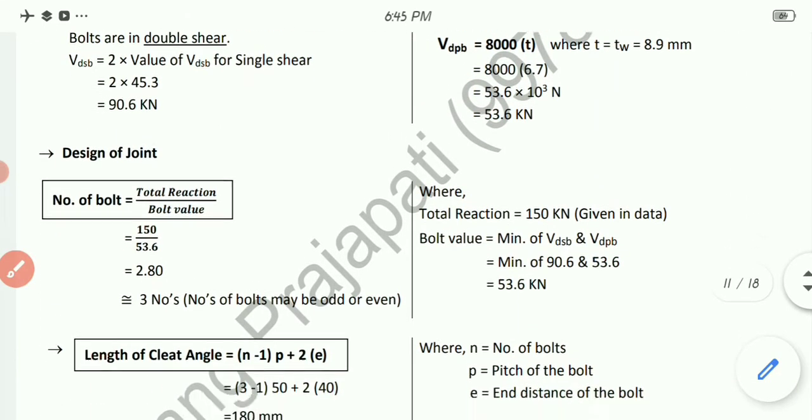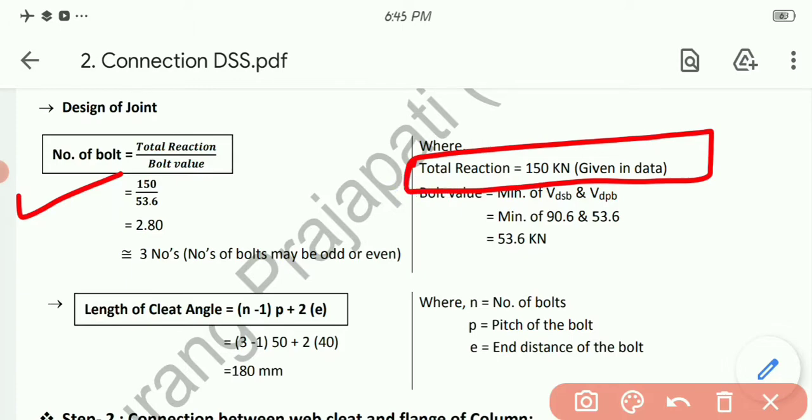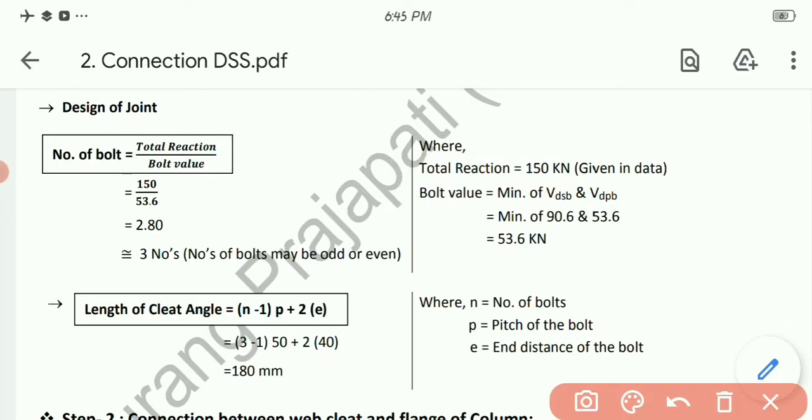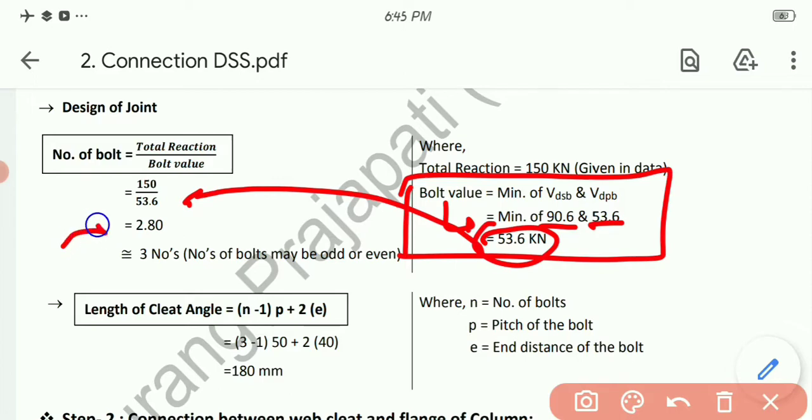So the number of bolts equals total reaction divided by bolt value. Now total reaction is given in the data, that is 150 kilonewton. While the bolt value is taken as the minimum of VDSP and VDPB, 90.6 and 53.6, so obviously the minimum will be 53.6, that is put down over here. So 150 divided by 53.6, we got the answer, that is 2.8. And we have already seen in the theory that the number of bolts may be odd or even, so we are providing 3 bolts.